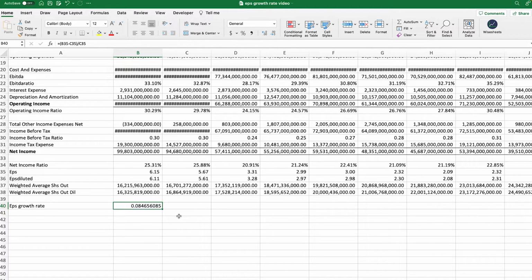In order to get this as a percentage, we can just use the percentage format from Excel or Google Sheets. Click here, add more decimals, and then we have the EPS growth rate as a percentage.